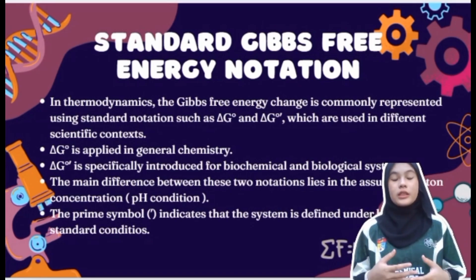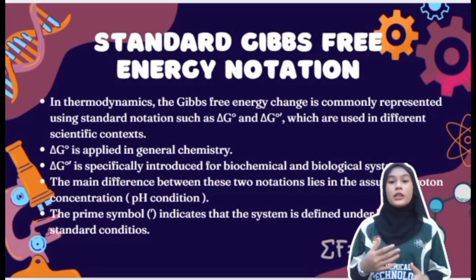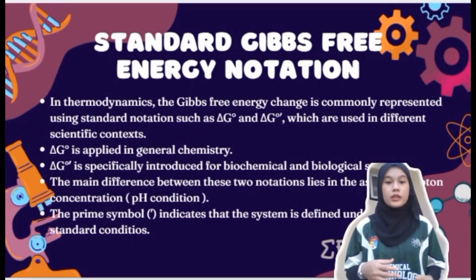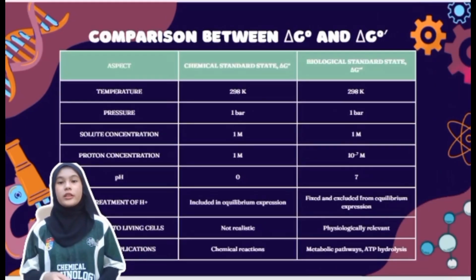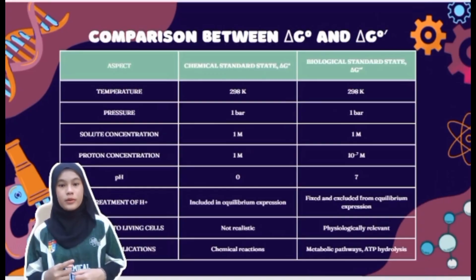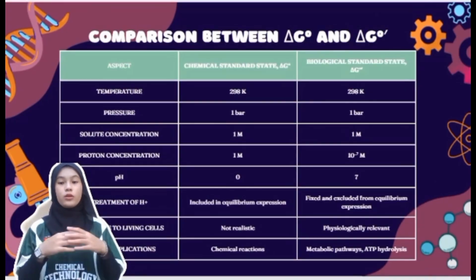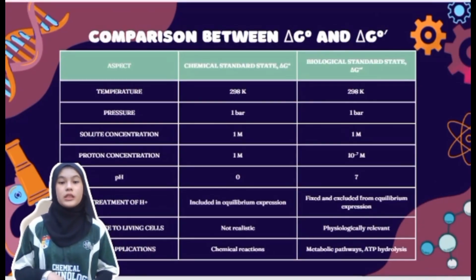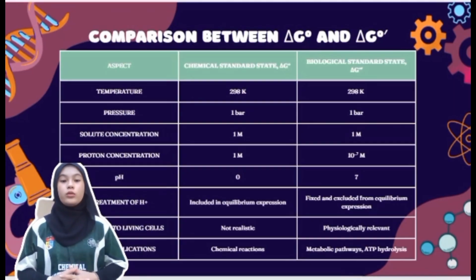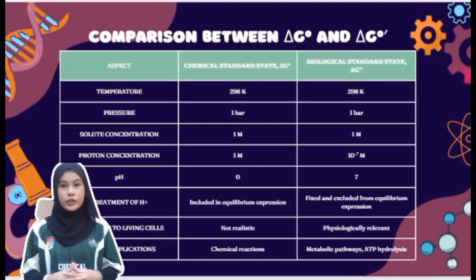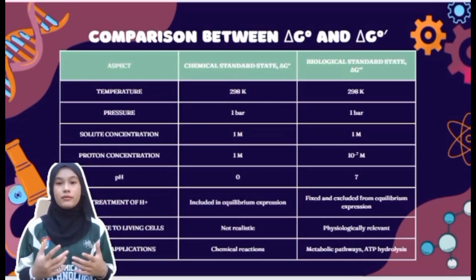In thermodynamics, delta G naught refers to the standard Gibbs free energy change under chemical standard conditions. These conditions assume a temperature of 298 Kelvin, a pressure of 1 bar, and a concentration of 1 molar for all solutes, including protons. This means the proton concentration is 1 molar, which corresponds to a pH of 0. Although these conditions are suitable for chemical reactions, they are not realistic for living cells.